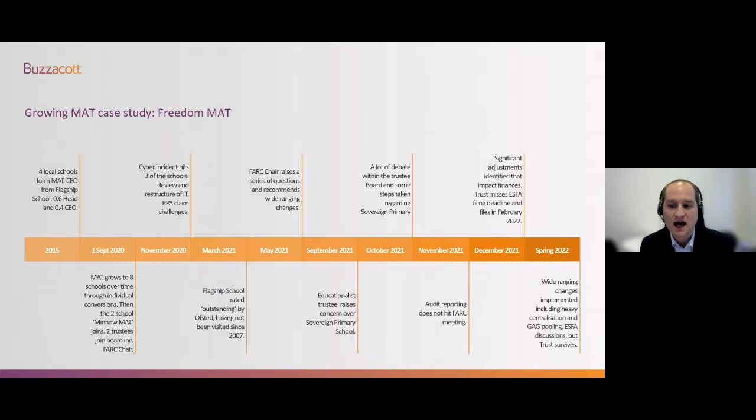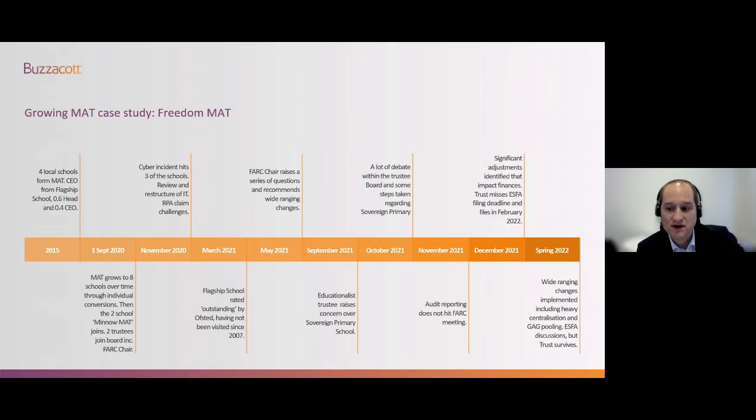They recruited a new CEO, so the head of Flagship went back to being a head and ceased their role as CEO. They got in a new CFO for the trust. They strengthened the internal audit function and had a pretty fierce internal auditor who dealt with compliance across the trust. They went to GAG pooling because of the severe financial situation. Things had to be tightly managed from the centre, and the delegation of authority got heavily restricted.